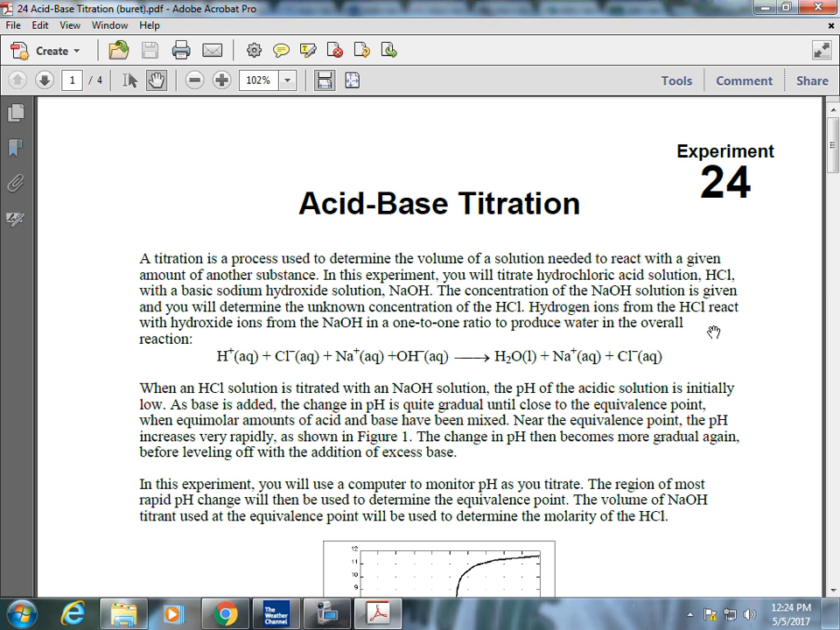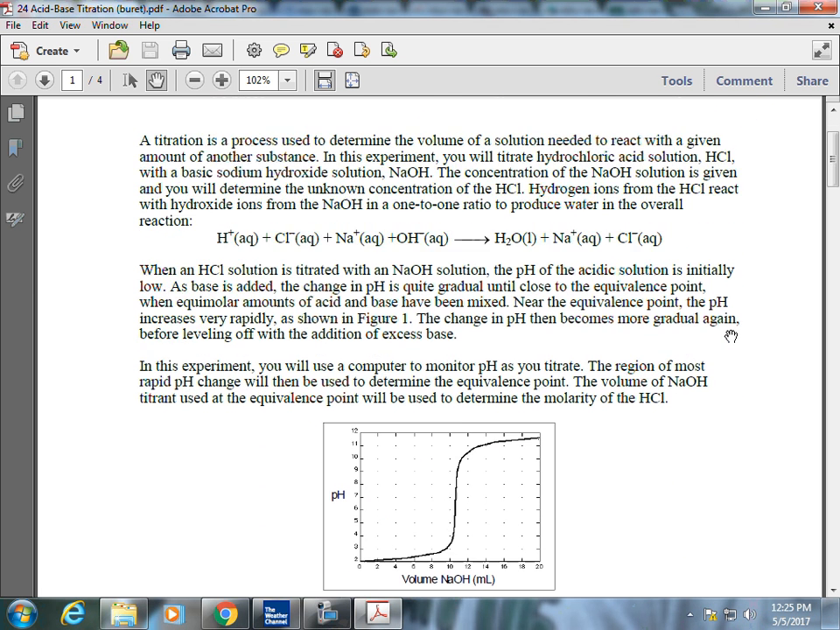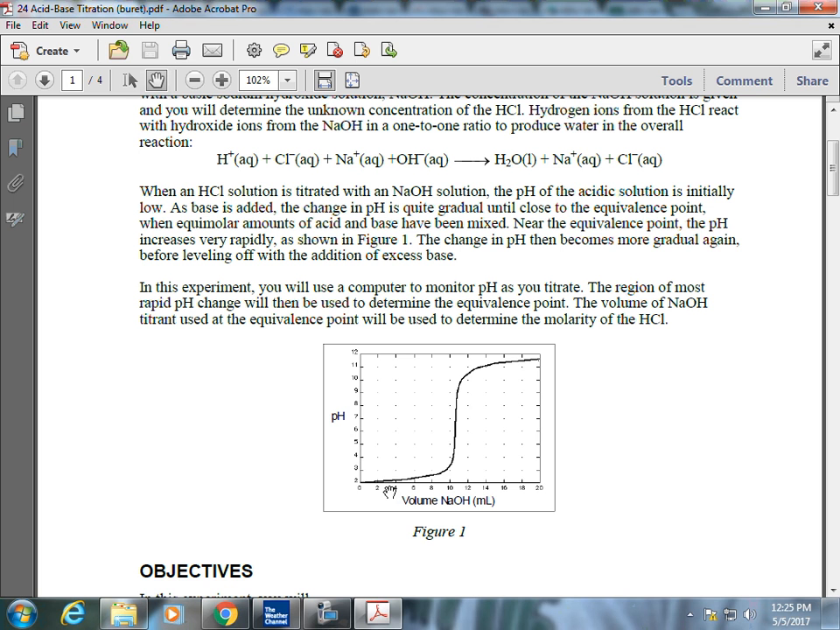Okay. So when the hydrochloric acid solution is titrated with a sodium hydroxide solution, the pH of the acidic solution is initially very low. Now, it will gradually increase until it gets close to the equivalence point. When we near the equivalence point, the pH will very rapidly increase. So that's where you can see on the table here that we get close to the equivalence point, bam, there is that rapid increase: the gradual increase, rapid increase, okay?